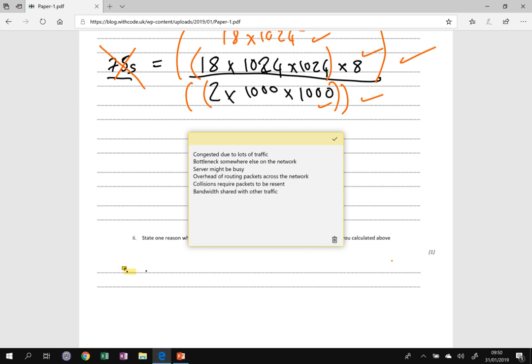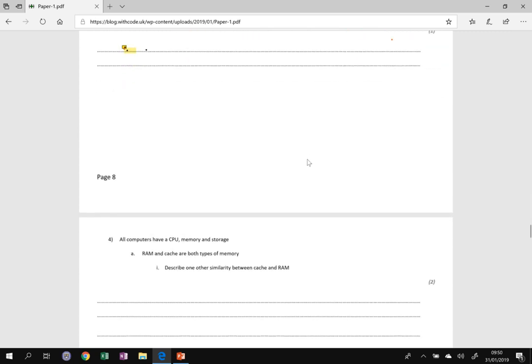Then we've got collisions require packets to be resent. So a collision means multiple computers are sending data at the same time and that data gets corrupted, so it has to be sent again. And then finally, you could have said bandwidth shared with other traffic. That might mean if you're trying to upload at the same time as, I don't know, your parents trying to watch something on Netflix, then your bandwidth is shared. It's going to be slow. So any one of these for your marks.